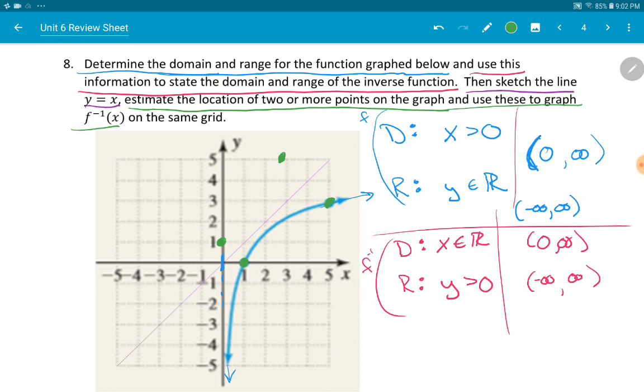And you can see that shape. Also, there's an asymptote at x equals 0 for the original graph. So that means the inverse will have an asymptote at y equals 0. So you see this shape flip over. It's not very good. Sorry. I'm in math, not art. Flip over that y equals x line. And there's our final answer.